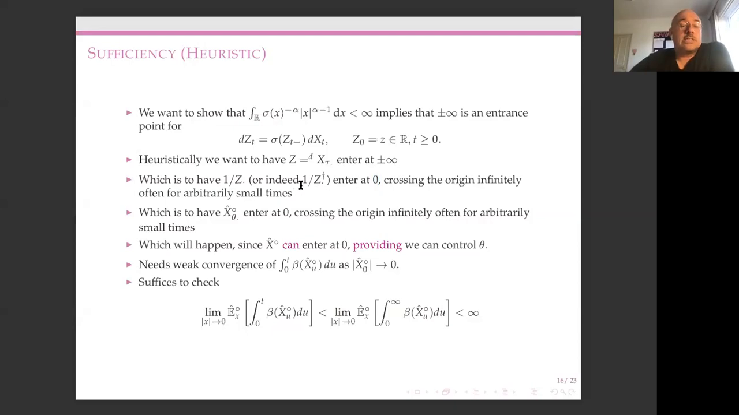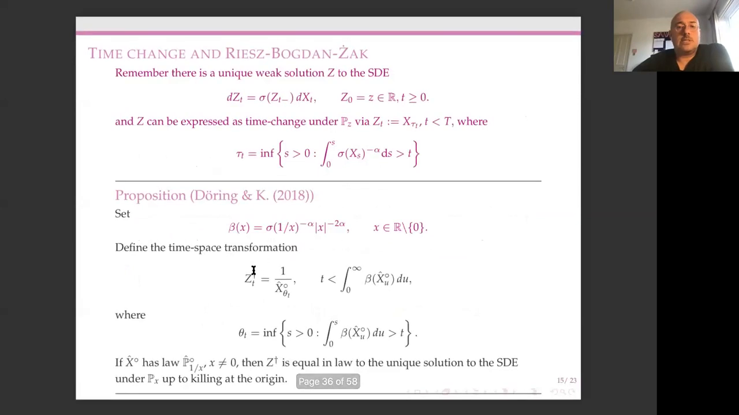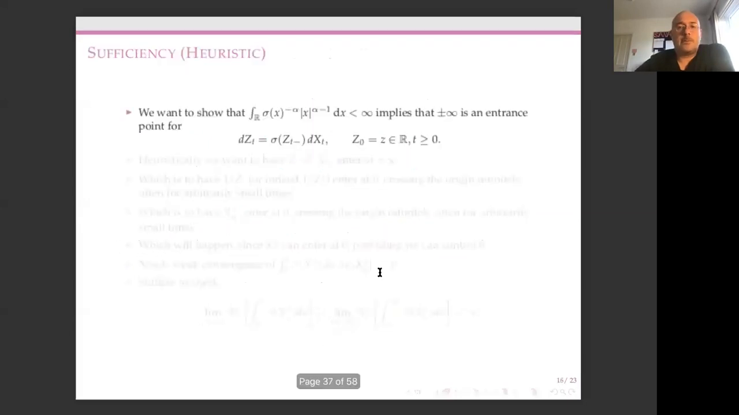Okay, so according to my previous theorem, if 1 over Z dagger is entering at 0 and crossing the origin infinitely often, then I want this x circle hat, the negative of the stable process conditioned to avoid the origin with a time change of this theta, to enter at 0, crossing the origin infinitely often for arbitrarily small times. That's from this previous result that we spoke about. Remember, theta is with the beta transform.